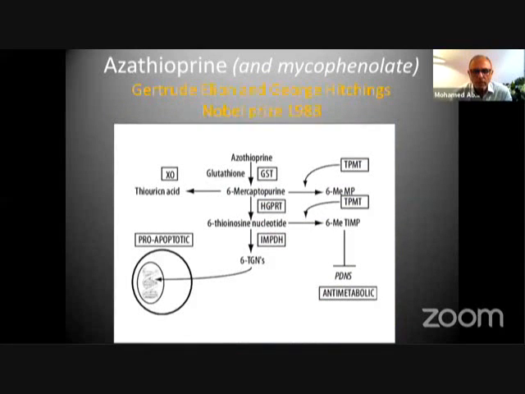The other very famous drug as well is azathioprine. Azathioprine is a very important drug that we very commonly use up till now. When administered orally, when it goes into the body, it will be acted upon within the cell by glutathione into 6-mercaptopurine. This is one of the purine bases that is involved in the DNA synthesis.